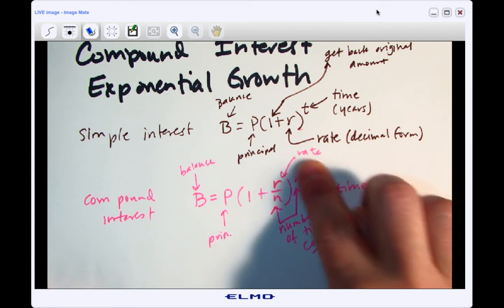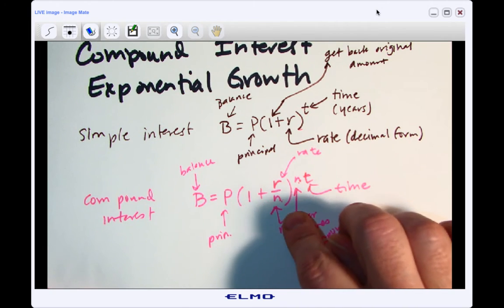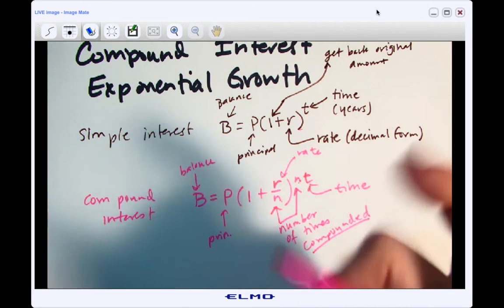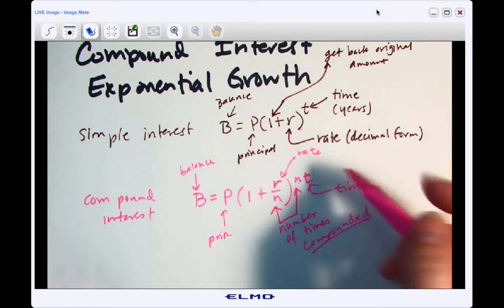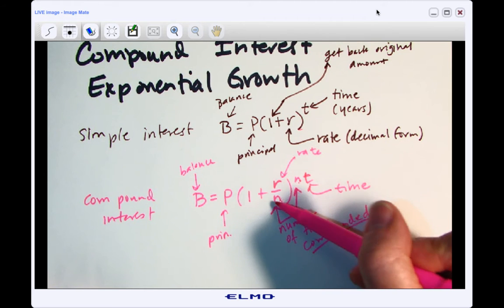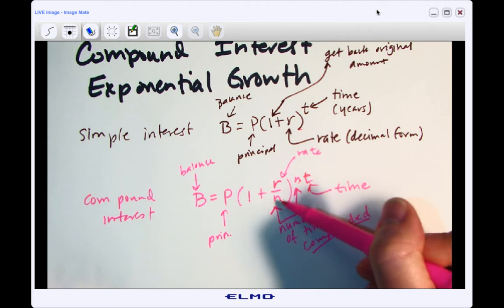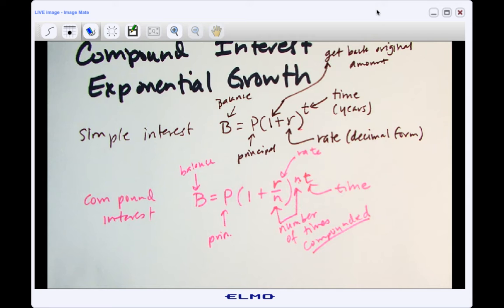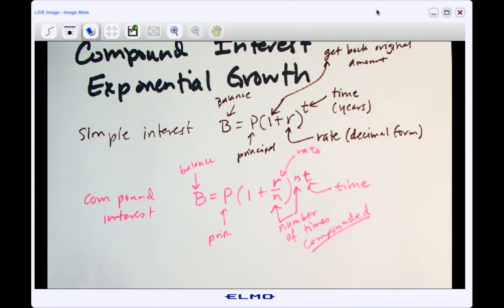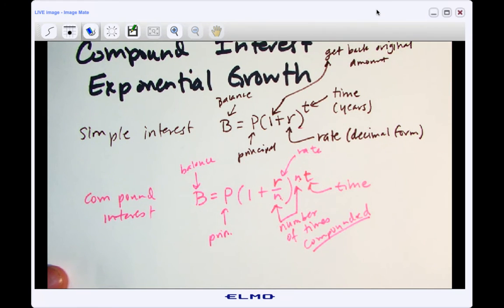But this one puts interest in every time that you compound, so if it's daily, it's 365 times, but it breaks the rate up into that many pieces too, so that you're not putting a big 10% into there every day. You're only putting 10 over 365. So this breaks it into the right number of pieces.